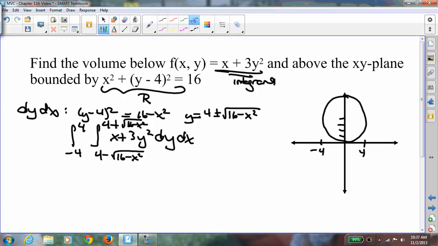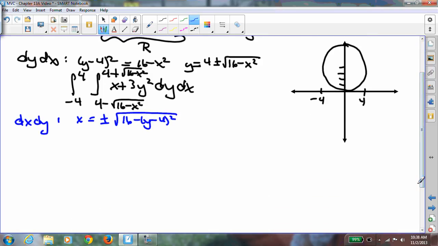Now let's do this dx dy. So dx dy, now I need an equation for x from the circle. So x would equal plus or minus the square root of 16 minus the quantity (y minus 4) squared. So setting this up dx dy, double integral, same integrand, dx dy.